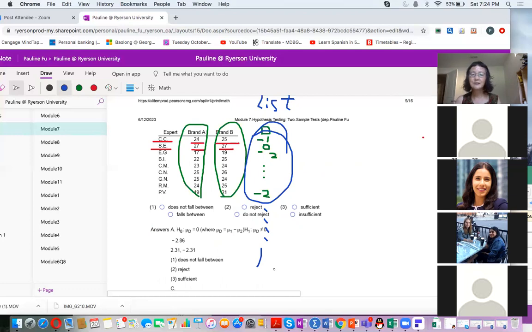So do you understand what is the mu D? The average of population difference. Imagine this list keeps on going. You get the population difference, and the average of those numbers is mu D.